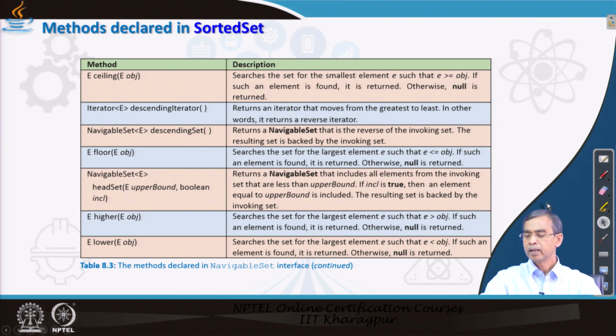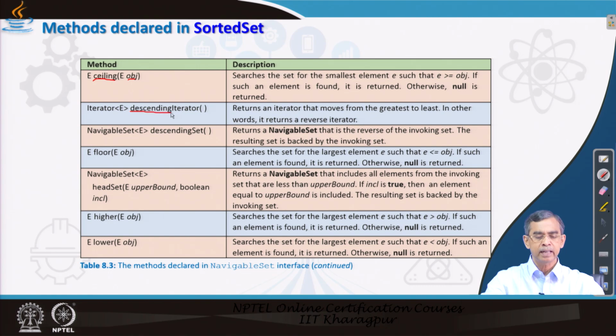Now, navigable set includes any type of data like other collections, and it has many methods defined in it. Few methods just for discussion: ceiling. Ceiling is a method which, starting from a certain element, will return all the elements. Ceiling means from a particular point of the element, it will give all the rest of the elements.